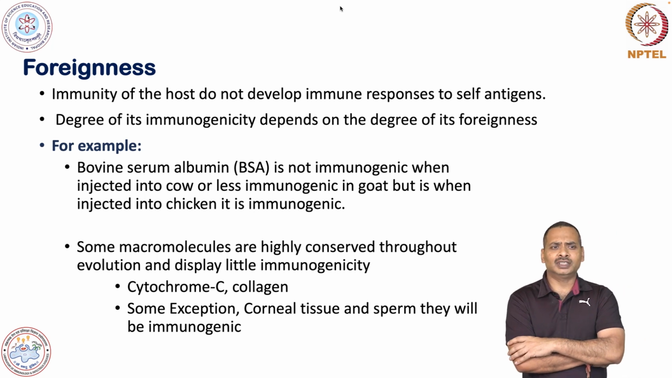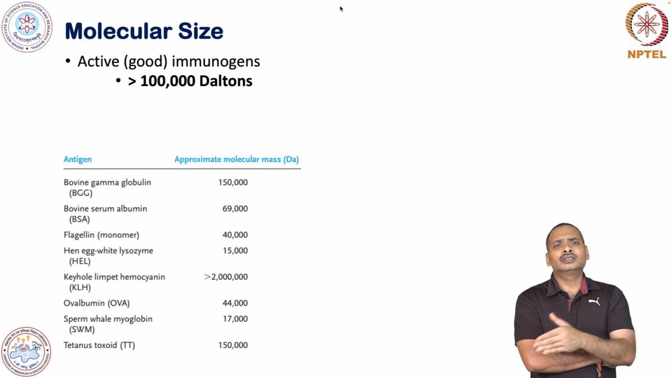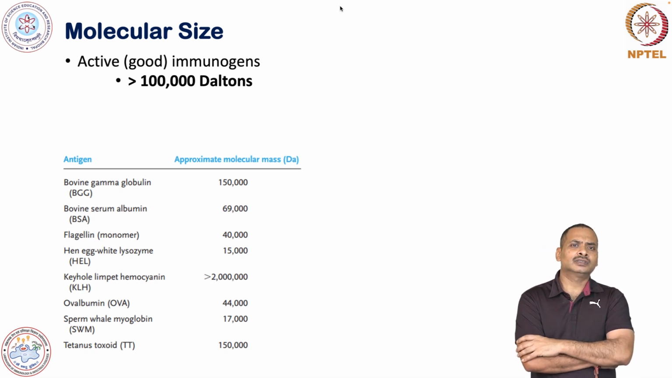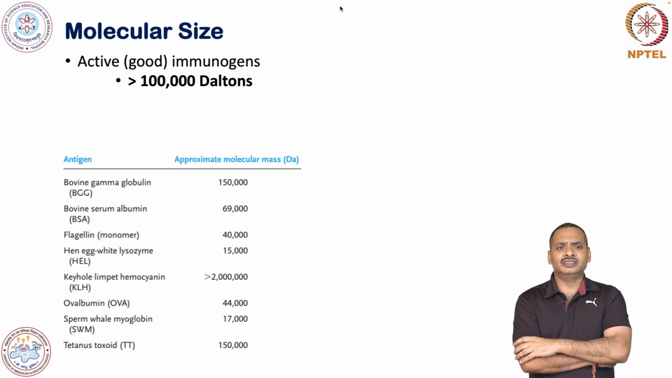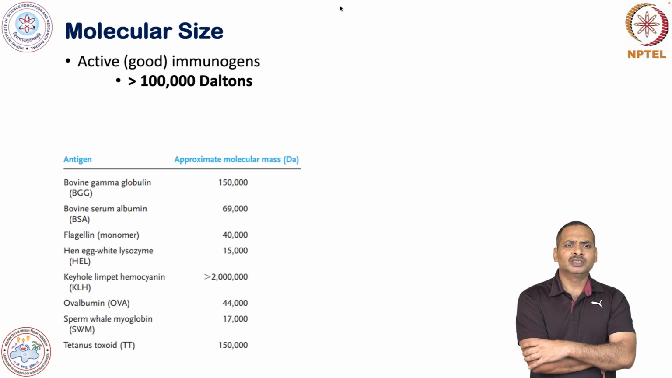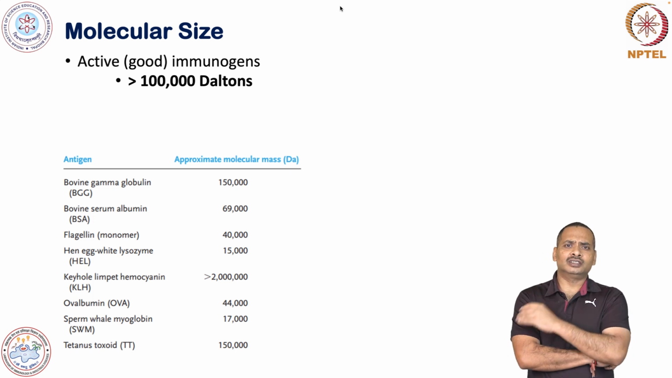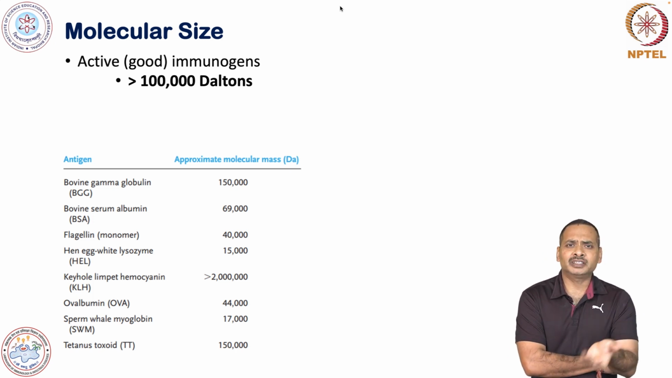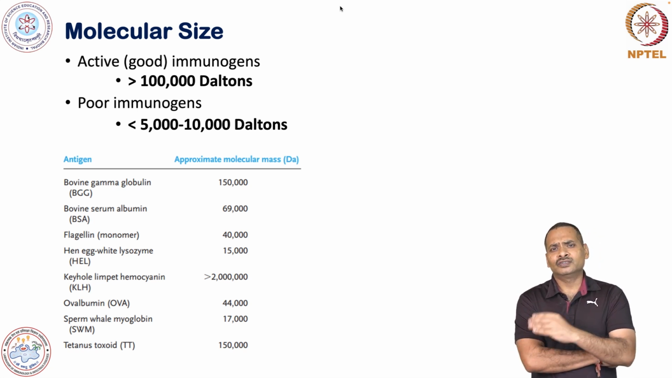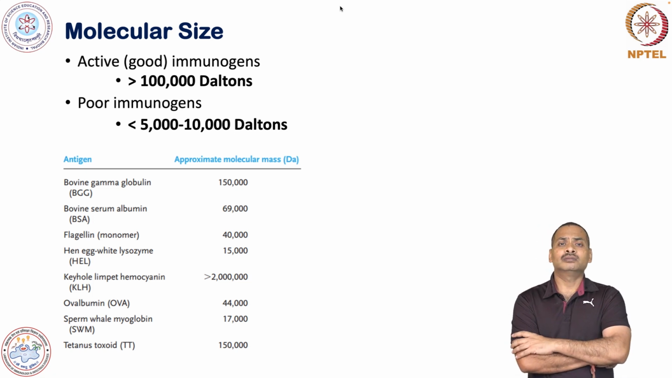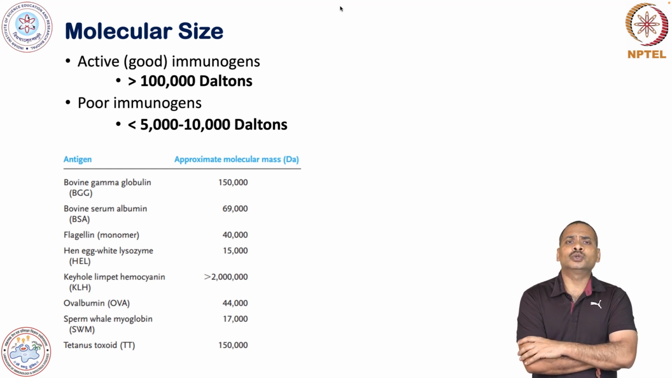Now, let us move to another part, that is molecular size. If the molecular weight of this immunogen is more than 100 kilodalton, this is a generalized concept, then it will be a better immunogen compared to a molecule which has only 5 to 10 kilodalton molecular weight. So, this is also very important.